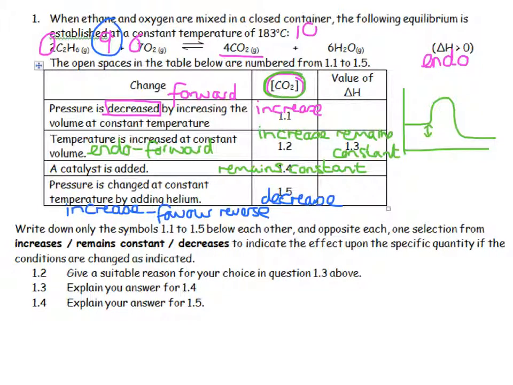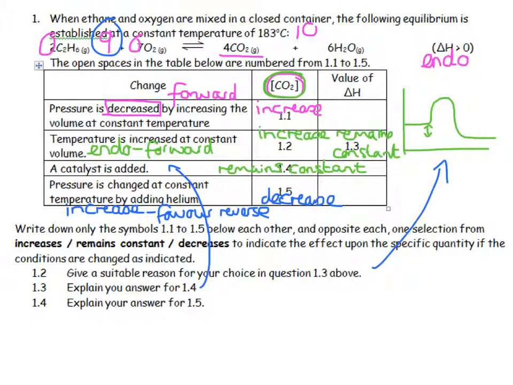Give reasons for 1.3. As I said, delta H does not change. It is a difference between the energy of the product and the reactants. It's not a function of temperature, so we've explained that over there. Explain your answer for 1.4. Catalysts do not change the equilibrium position. They simply make the equilibrium be reached faster.